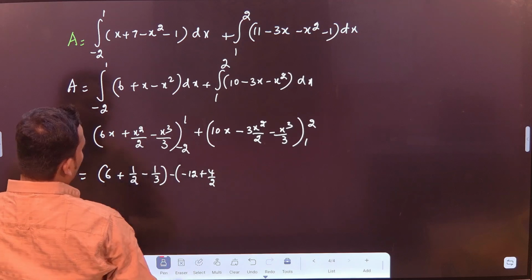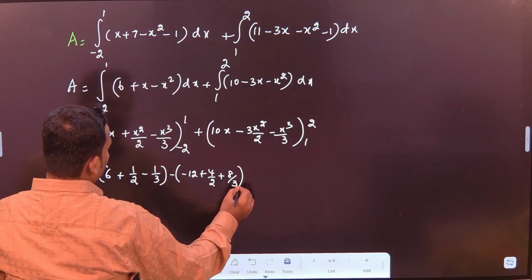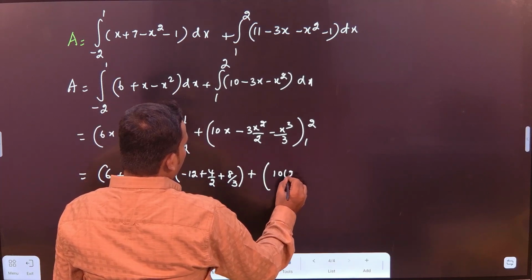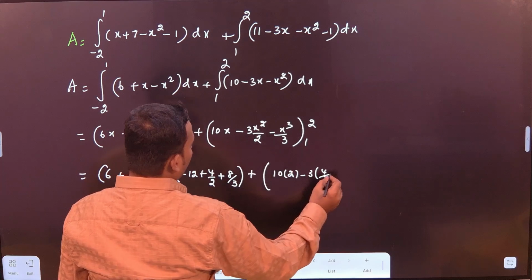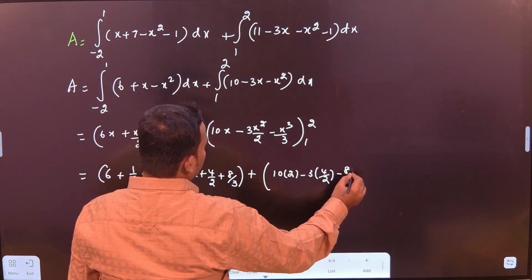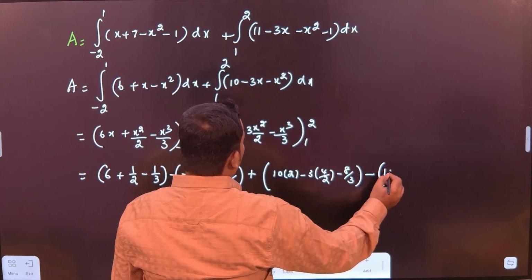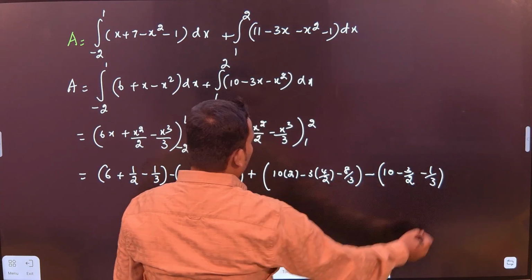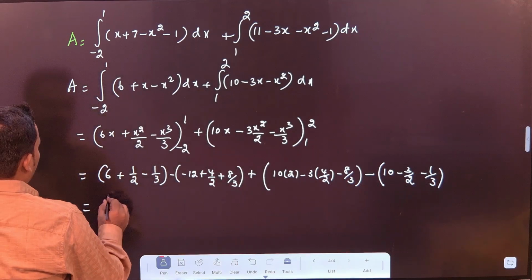Minus 2 cube is what? Minus 8. Here minus is there, plus 8 by 3. Plus, the upper limit you can apply: 10 into 2 minus 3 into 4 by 2. 2 square is 4, 4 by 2 minus 2 cube is 8 by 3. This is upper function minus lower function: 10 minus 3 by 2 minus 1 by 3. Clear? Okay. Now you can simplify this.